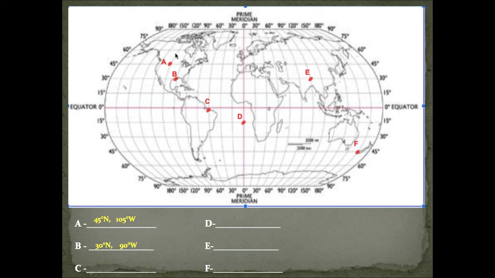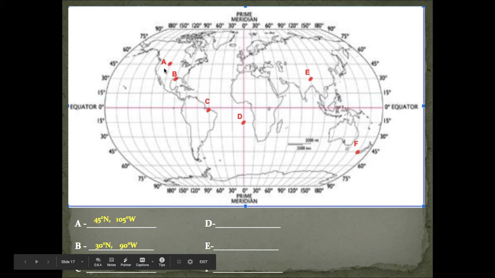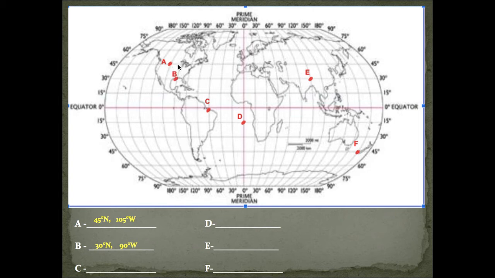Now, having these two, remember what I said about latitude. The higher your latitude, the colder your climate. So I would expect A to have colder temperatures than B. And that makes sense. B is like Louisiana, Gulf of Mexico area. It's pretty warm most of the time. A is like almost in Canada. It's usually kind of cool there.